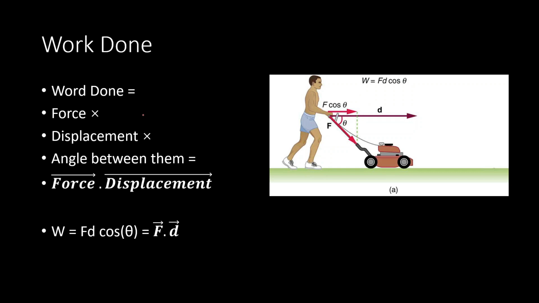Or we can write this as a vector dot product, as force dot displacement. When you see a dot product, that means this equation takes the magnitudes of these variables, so the F will be changed to the magnitude of F, and the distance D will be changed to the magnitude of D, times the cosine theta in between them.